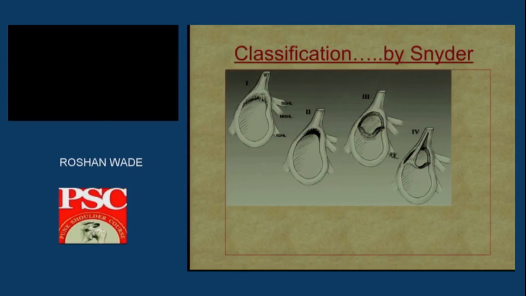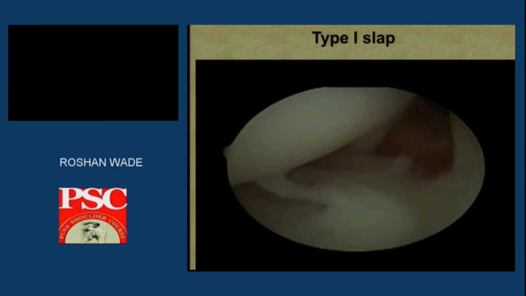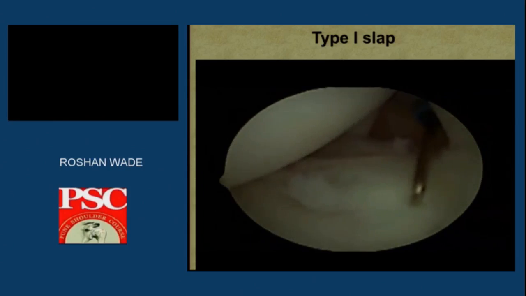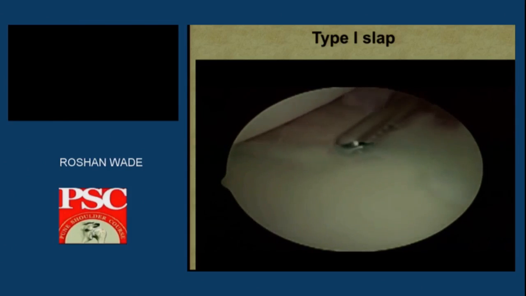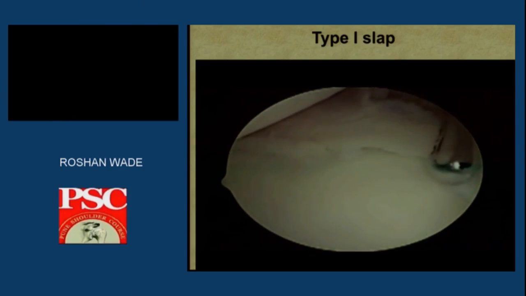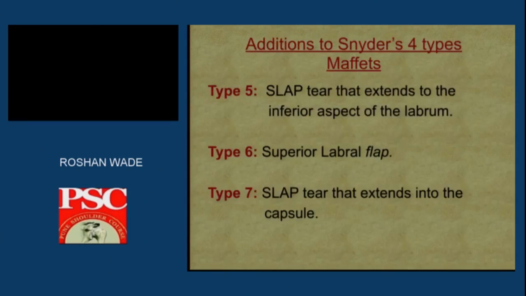The first classification of SLAP came from Stephen Snyder: type 1, just fraying; type 2, avulsion; type 3, meniscoid; type 4, extension into the biceps tendon. As you can see on this video, this is a type 1 biceps labral lesion. You can see only the degeneration of the initial fibers, or fibrillation of the fibers. Then there is an additional classification described by Maffet, type 5, type 6, and type 7, depending on the extension of the lesion into the tear.